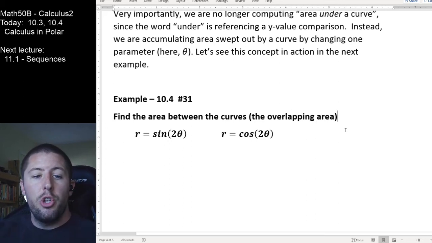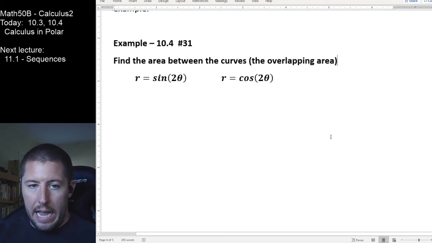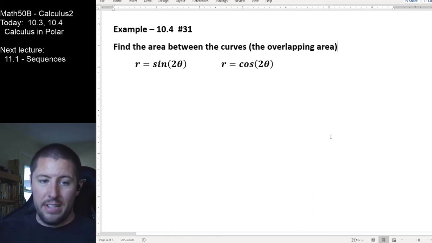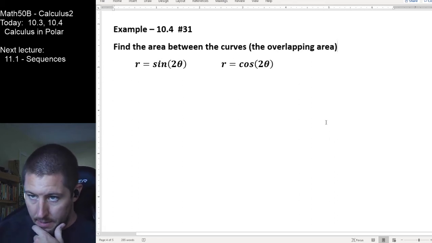So I've been given two polar curves. I want to determine how much area is in the overlap of these two curves right here. So what you should do is the standard first thing we should always do in all parametric, all polar scenarios, and that's go graph it in Desmos and see what we're seeing here.